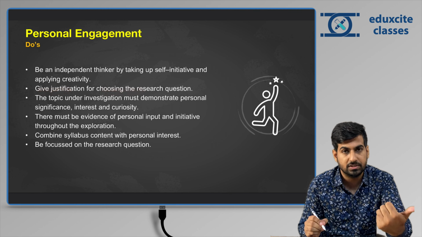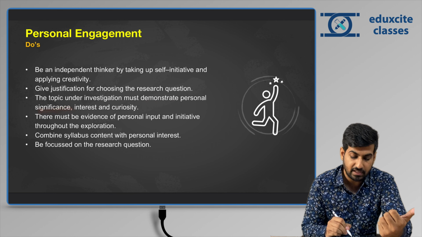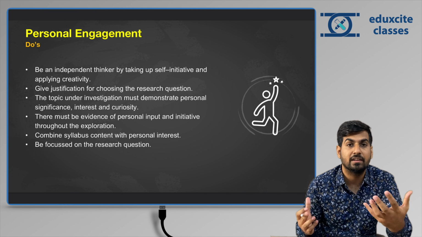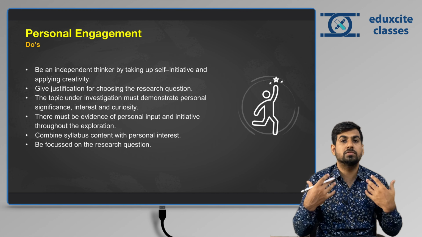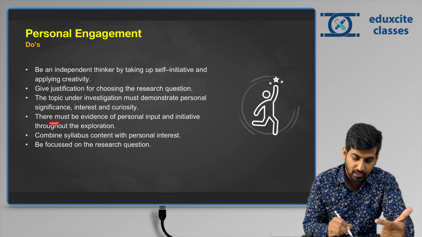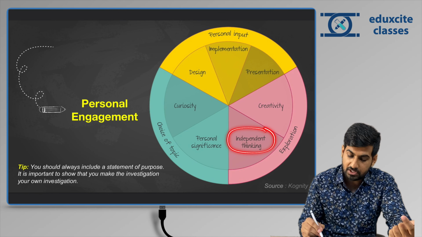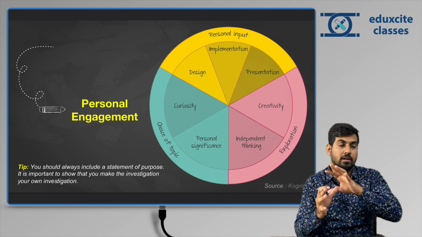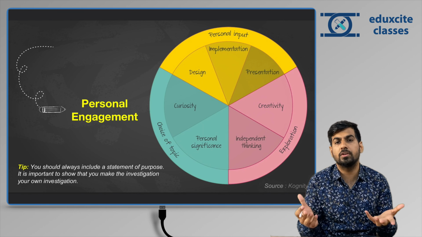Give justification for choosing the research question, we discussed already. The topic under investigation must demonstrate personal significance, interest and curiosity. You should be very curious. You should have your personal interest. It is not like someone has given you a task and you are completing that task. You have chosen that topic, you have shown your interest, so that should be reflected in your write-up of the IA. There must be evidence of personal input and initiative throughout the exploration. As I mentioned, in the exploration, how you add creative work. Like you may say that I have recorded it on my mobile and slowed it down in slow motion and then followed the trajectory, something like that, depending upon your type of investigation.